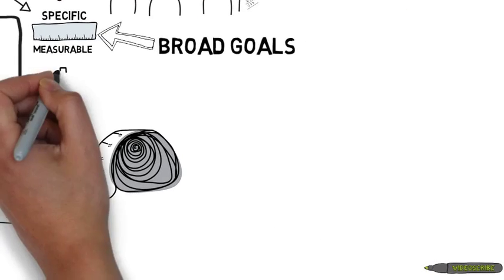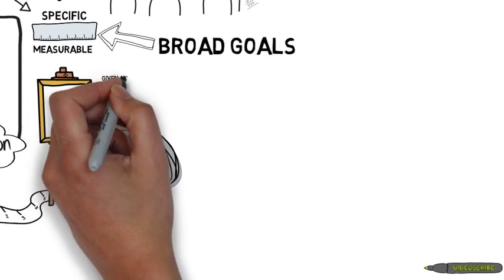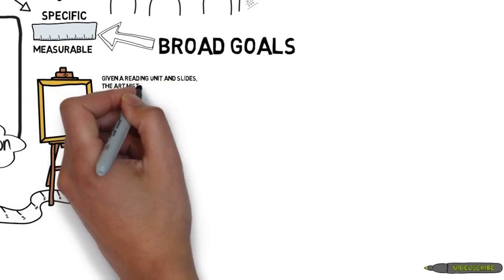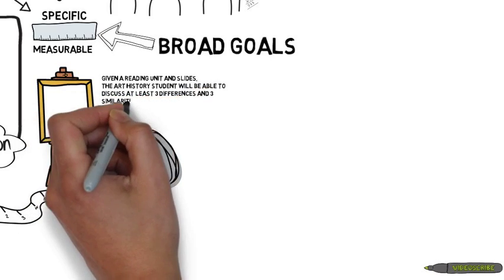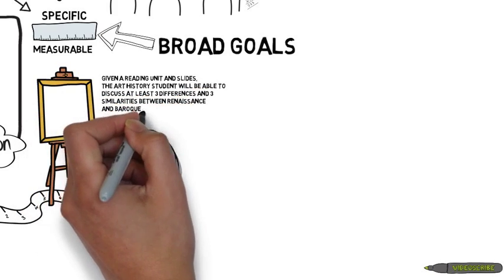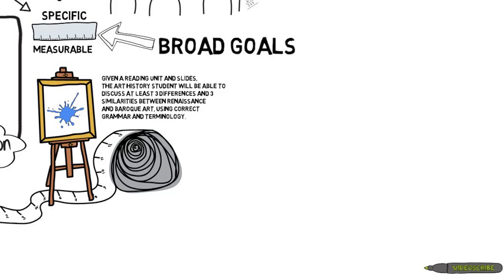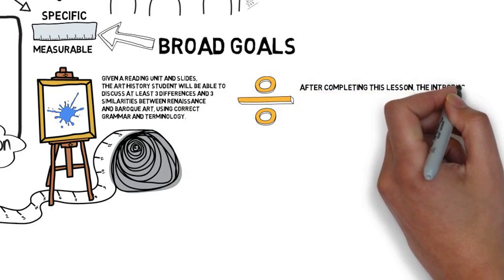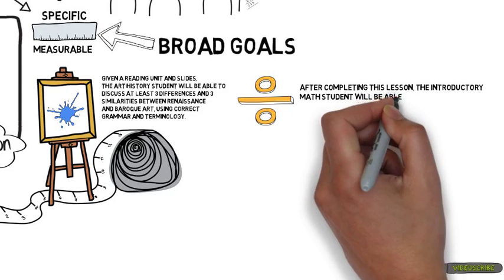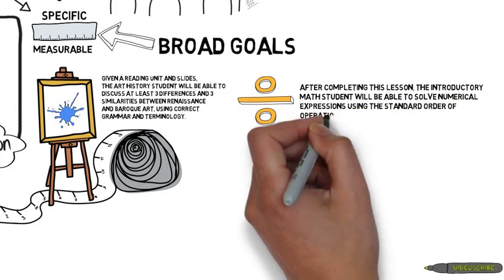Learning objectives can be slightly different depending on the discipline, but the underlying framework remains the same. An objective for an art history class might be, given a reading unit and slides, the art history student will be able to discuss at least 3 differences and 3 similarities between Renaissance and Baroque art, using correct grammar and terminology. For a math class, you could write this measurable learning objective. After completing this lesson, the introductory math student will be able to solve numerical expressions using the standard order of operations with 80% accuracy.